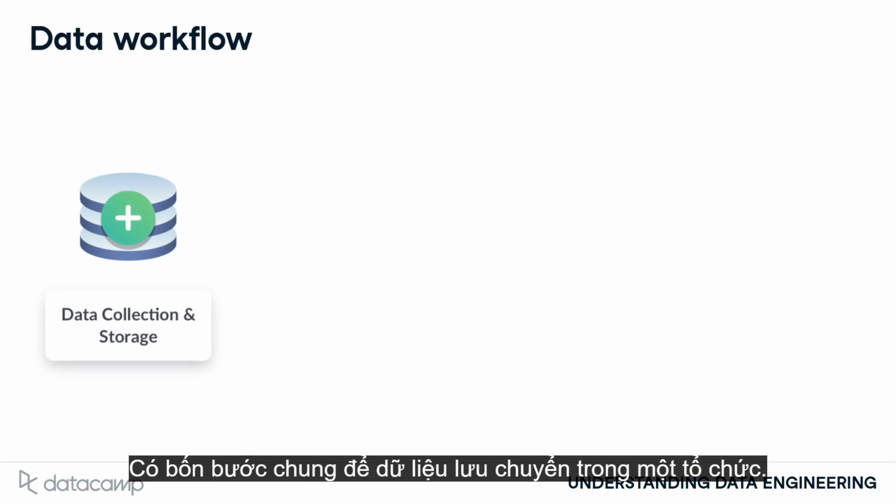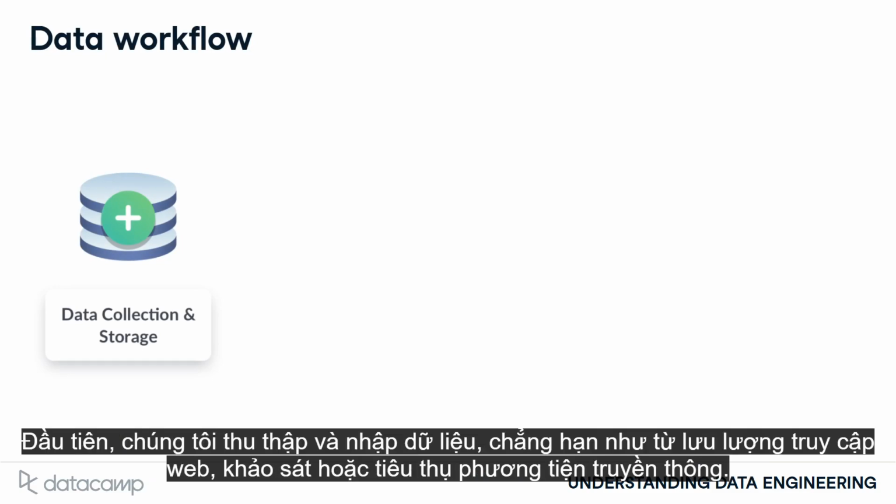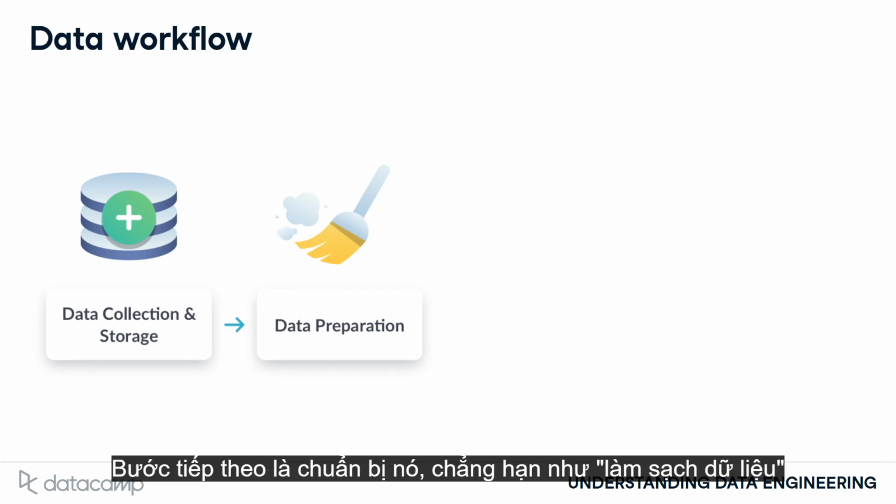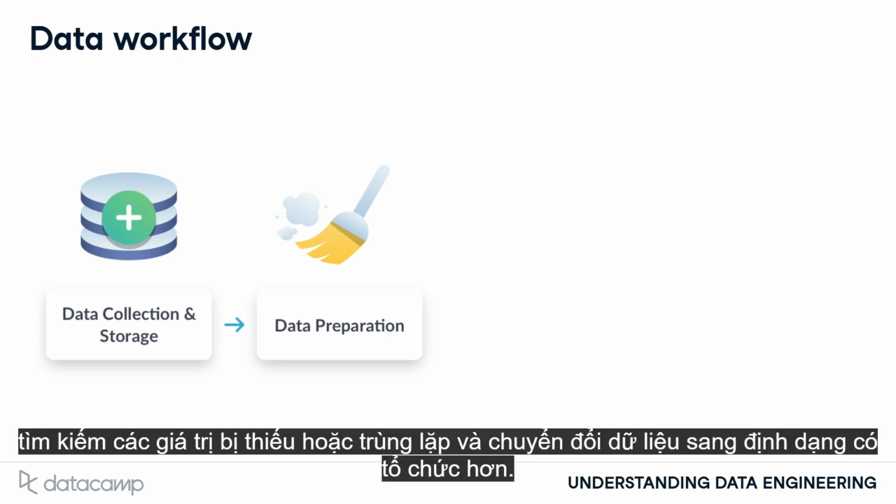There are 4 general steps through which data flows within an organization. First, we collect and ingest data from web traffic, surveys, or media consumption, for example. Data is stored in raw formats. The next step is to prepare it, which includes cleaning data, for instance finding missing or duplicate values, and converting data into a more organized format.